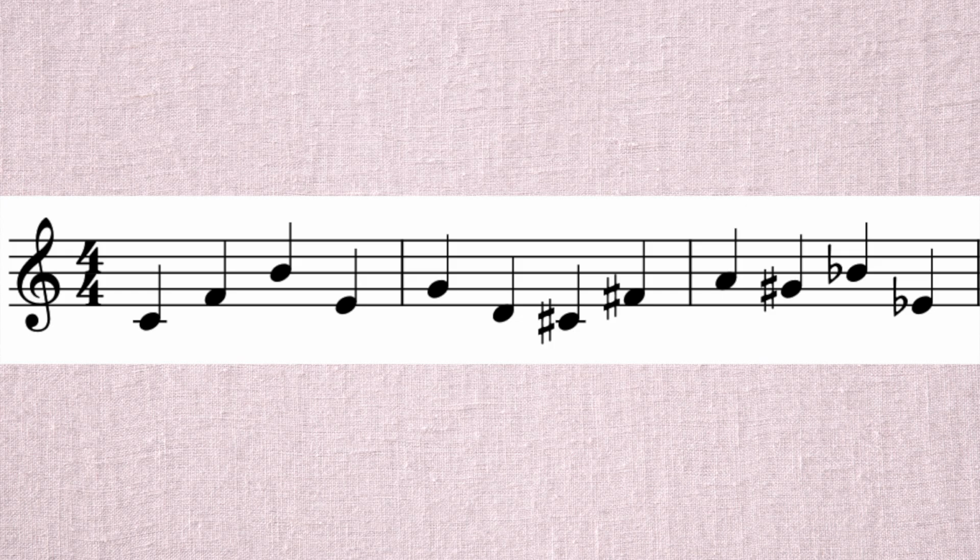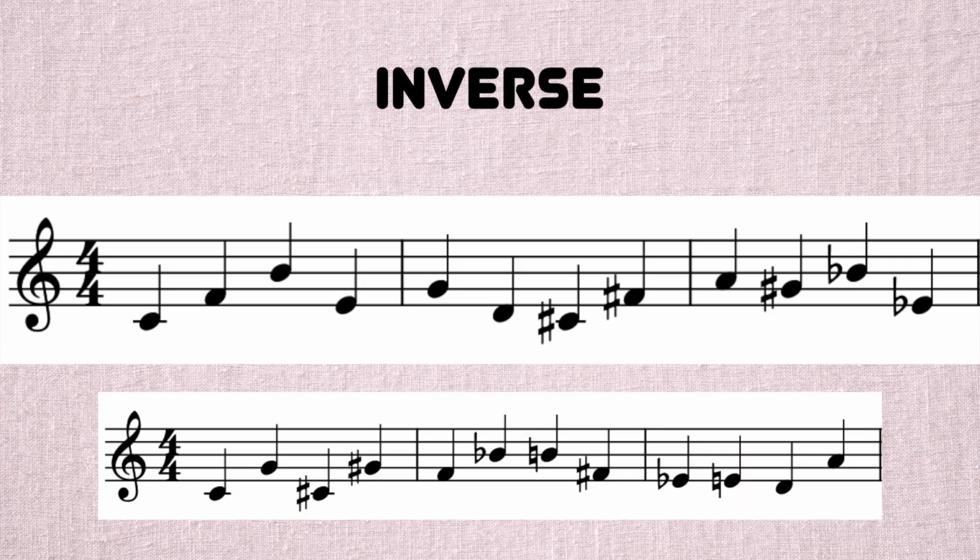Or perhaps you could use the inverse of the row. For instance, this perfect fourth that opens the row turns into a perfect fourth down instead, creating a mirror image of the row. Here's what this sounds like. And in this case, the perfect fourth down is changed to a perfect fifth up.